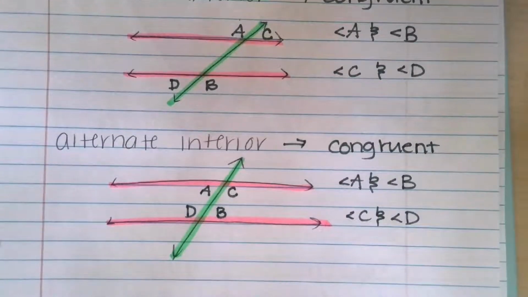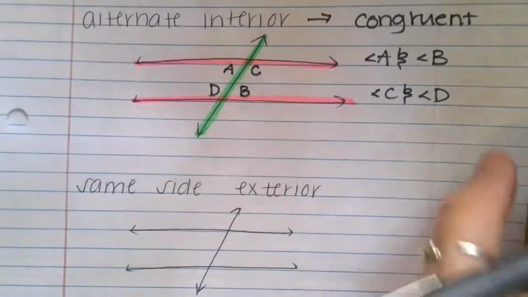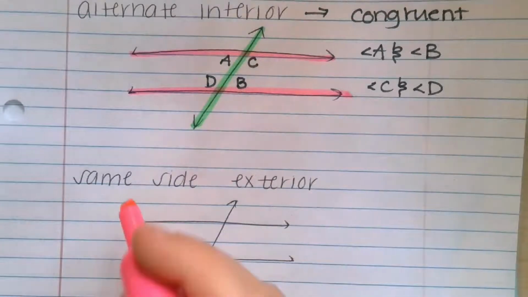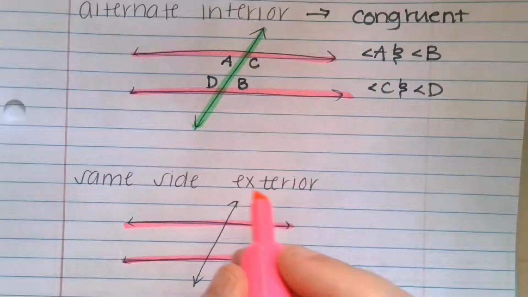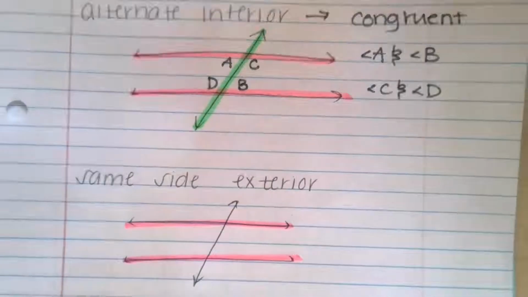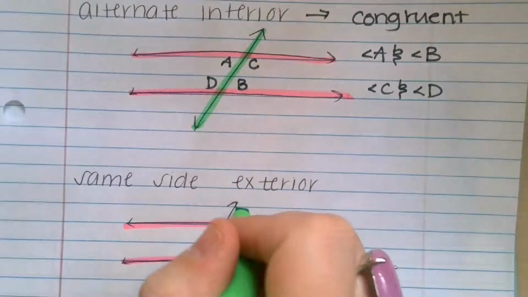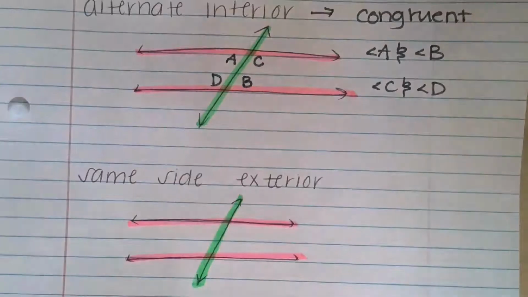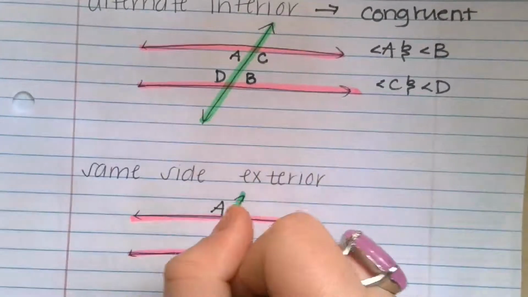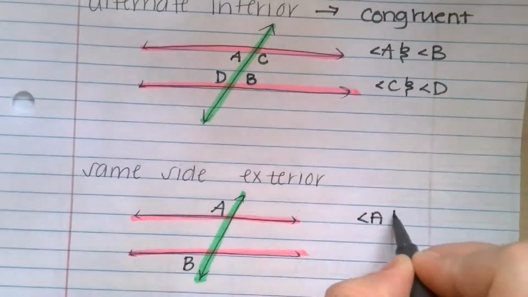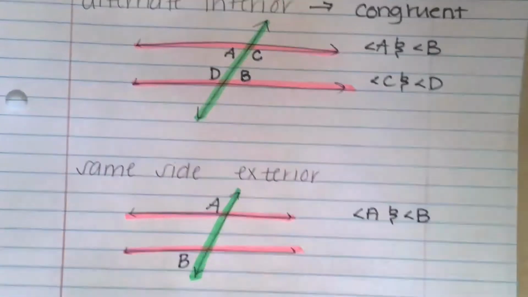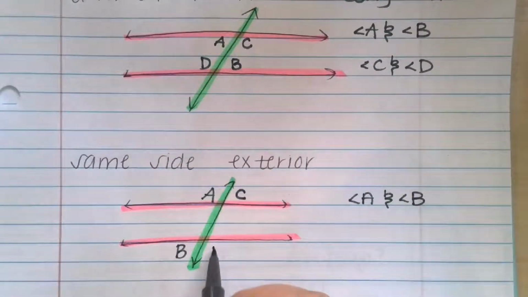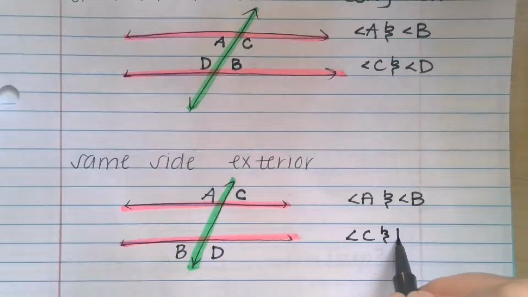Okay. Up next, same side exterior angles. So, bringing back this highlighting, we have our parallel lines. We want these to be on the outside, on the exterior of our parallel lines, but this time on the same side of our transversal. So we would have angle A and angle B would be a pair of same side exterior angles. Same with angle C and angle D.